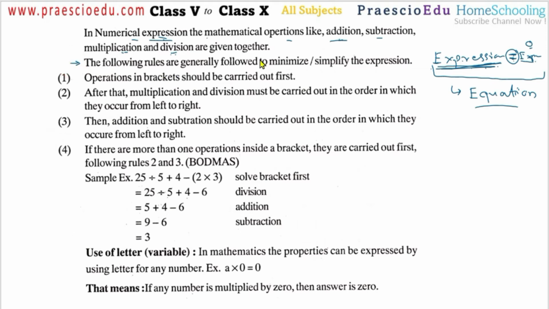Rules are generally followed to minimize and simplify the expressions. The operations in brackets should be carried out first. So these are the first steps, meaning priority. So first we have to solve this in expressions. Whatever is in brackets we are going to solve first, so that's why this is the B for bracket.